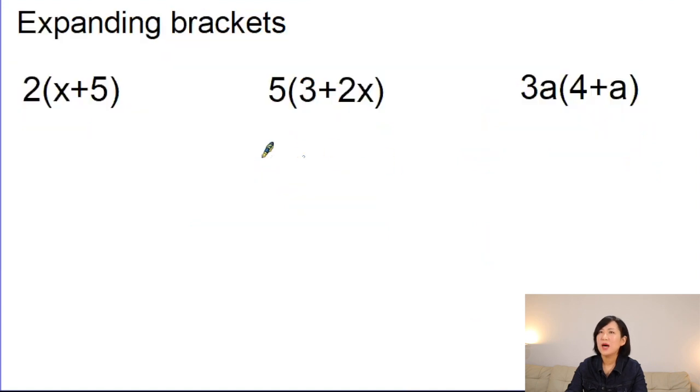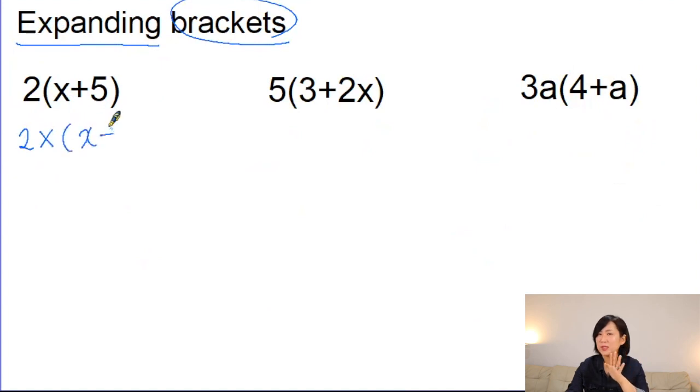Now, I'm going to talk about expanding brackets. What does expanding a bracket mean? You've got a bracket, and expanding means you remove the bracket. So here, it means 2 lots of x plus y. We're missing our multiplication sign: 2 times x plus y. That means 2 lots of x plus y.